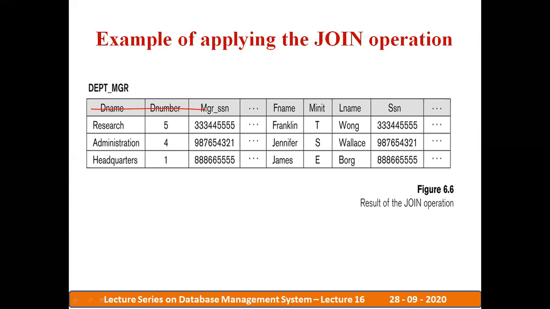So all the attributes of the department will come first. Then after that we are going to get the attributes of the employee. So what it indicates is that whenever you are performing the join operation, the resultant table will first have the attributes of the left hand side relation, and only after that the attributes of the second table.